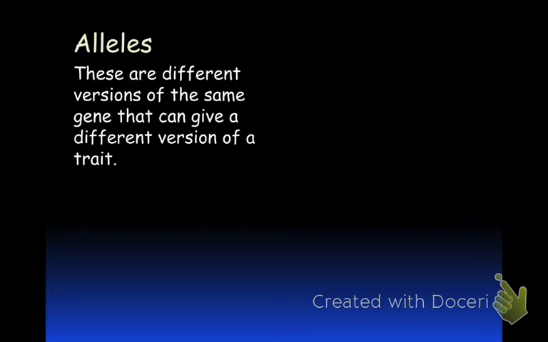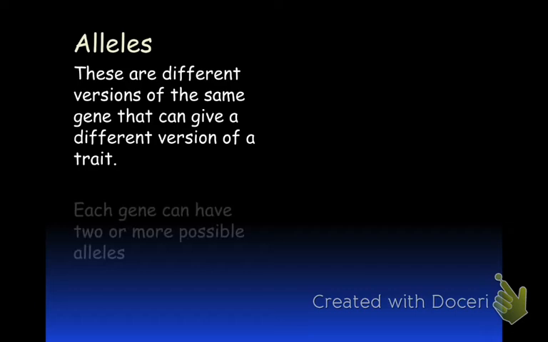So you don't just get the same trait from each parent. Otherwise, everybody would look the same. Your brothers and your sisters would look identical to you. We get these little bit of different versions, and that came from that crossing over during meiosis.